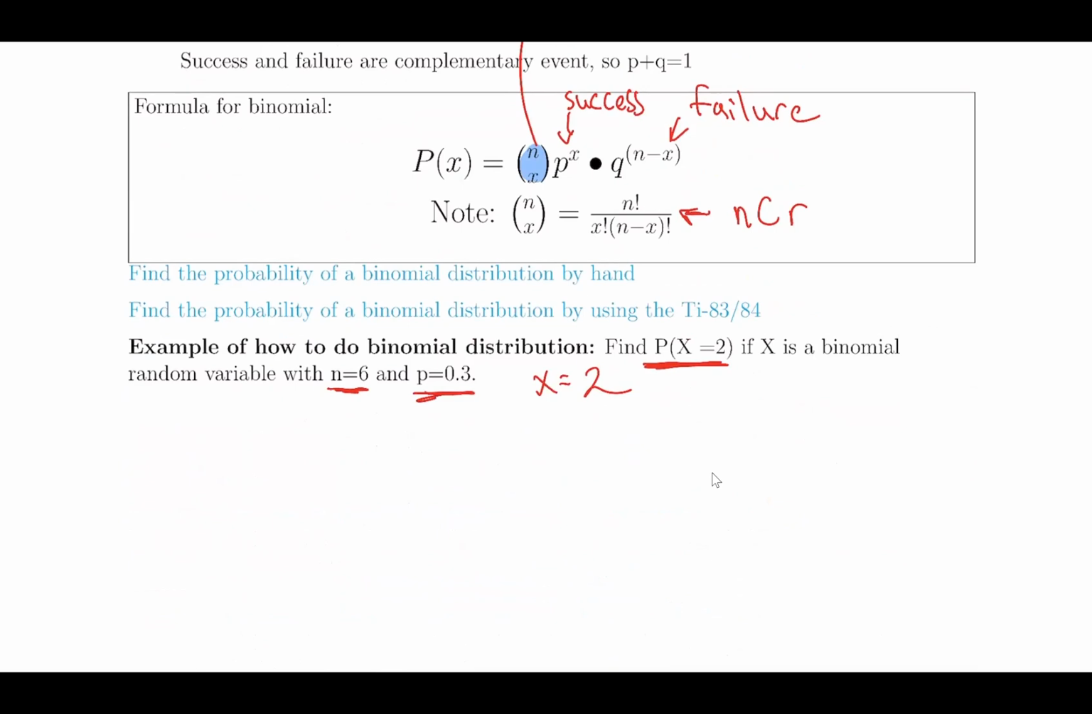The first thing we're going to calculate is this portion over here. We're going to use NCR to calculate this. So that means we're going to do 6C2. Any questions? Where does the 6 or where does the 2 come from?